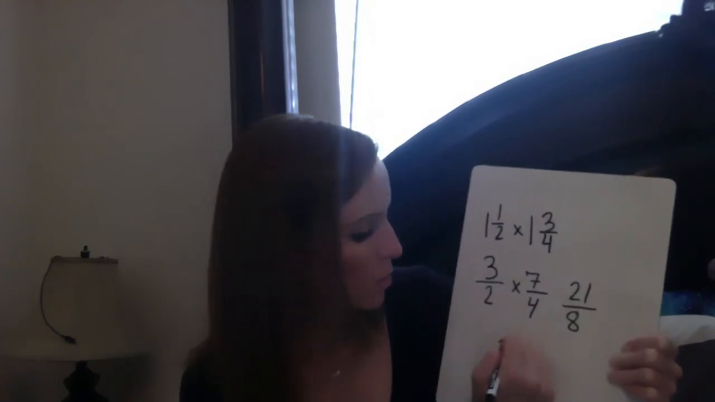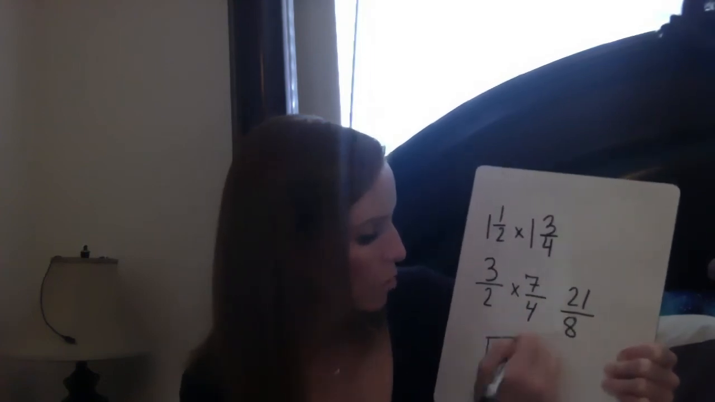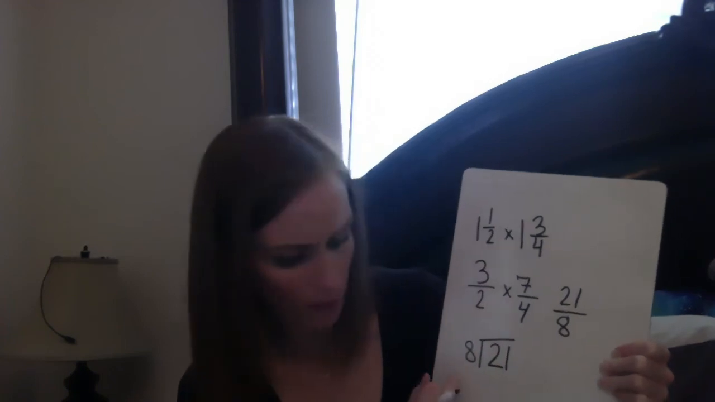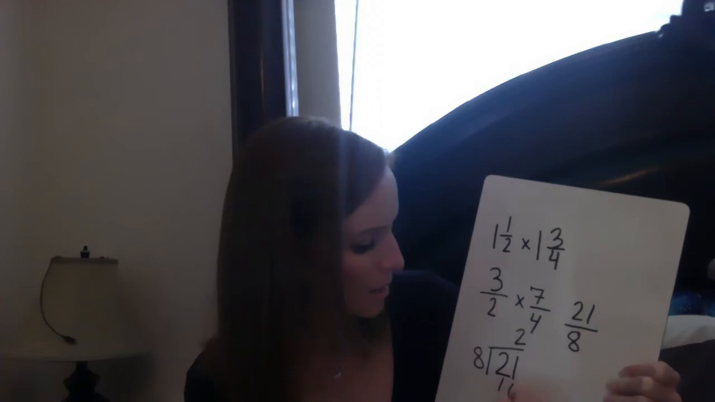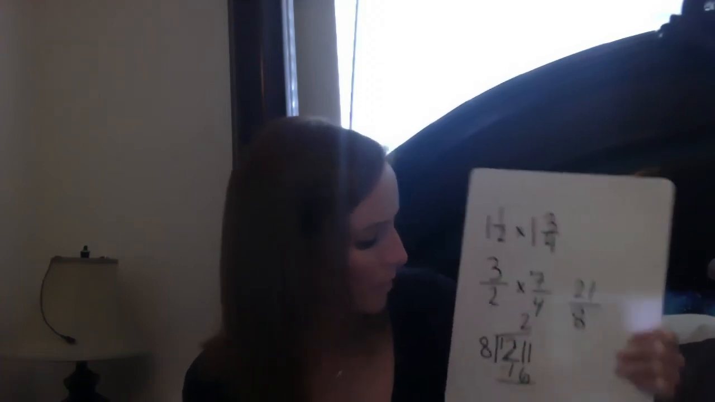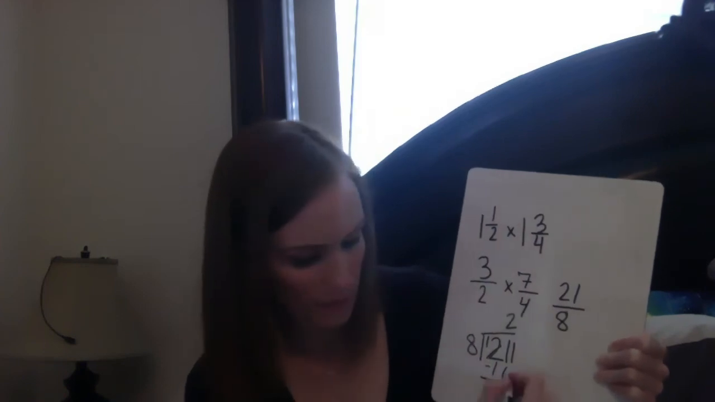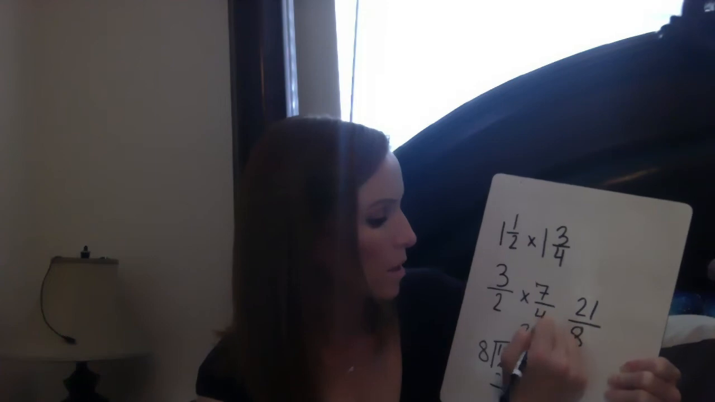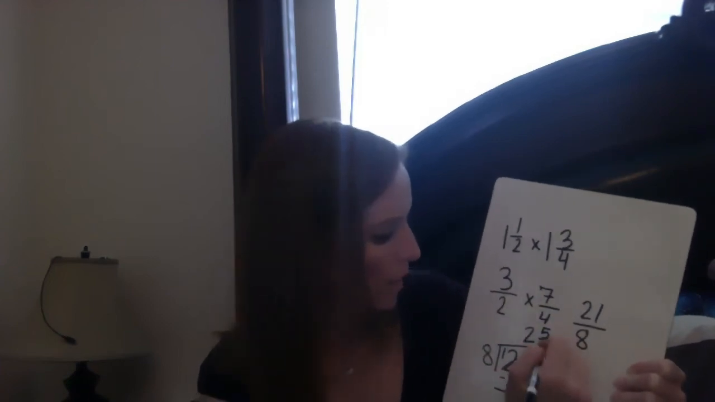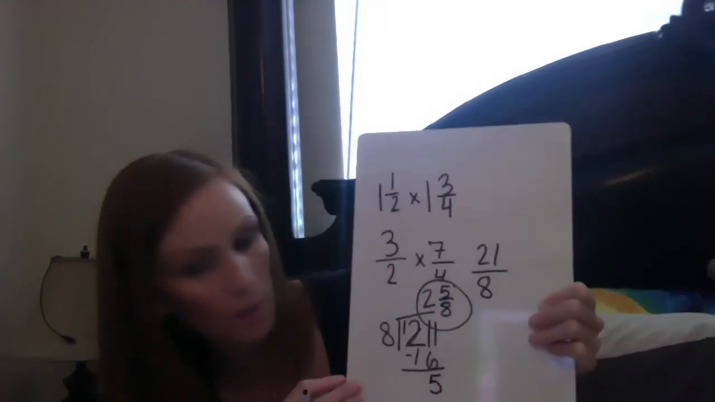Then I turn this into a division problem. 21 divided by 8. Okay, 8 goes into 21 2 times. 2 times 8 is 16. And we're going to subtract. 21 minus 16 is 5. And then I write my remainder over my divisor so that I have a mixed number.